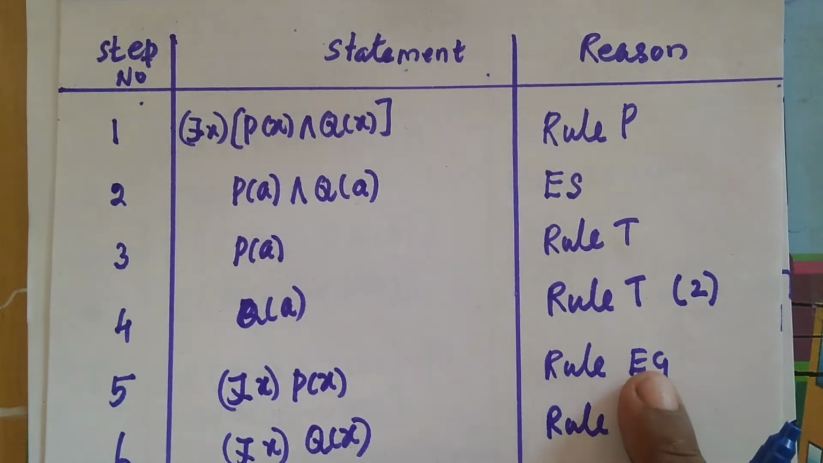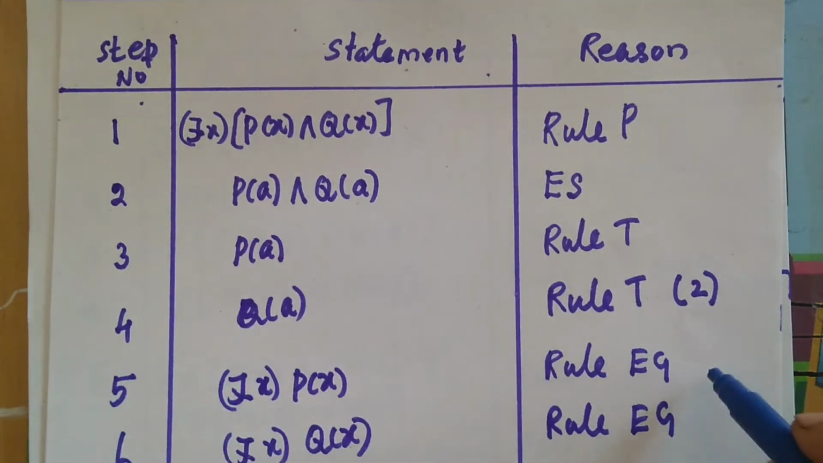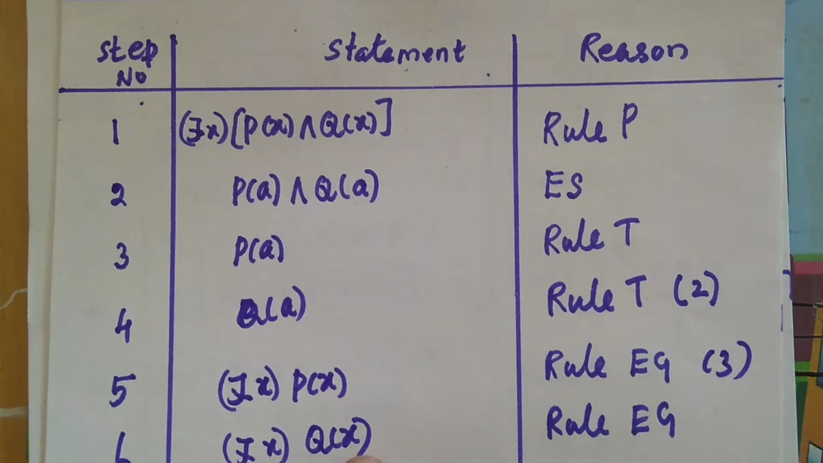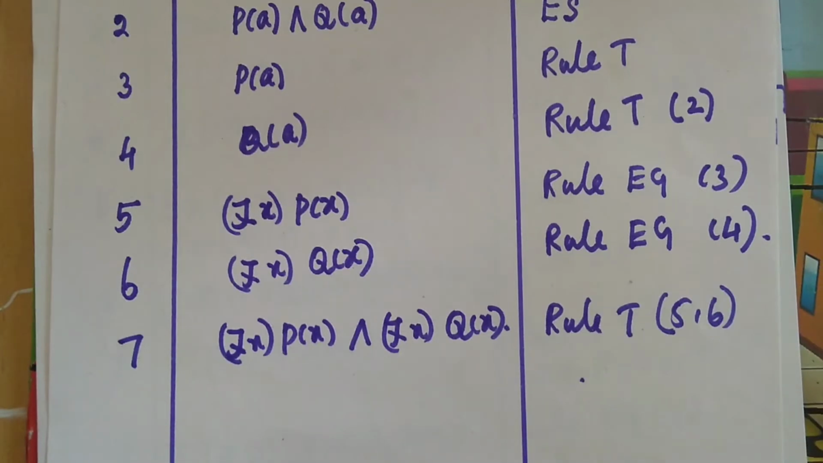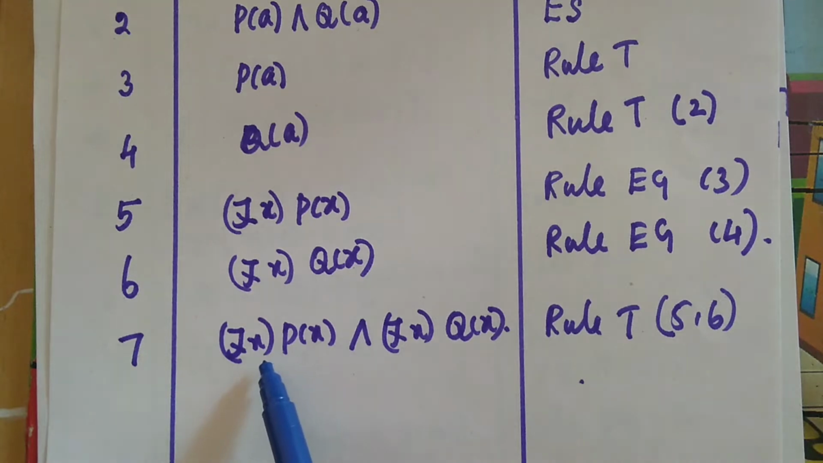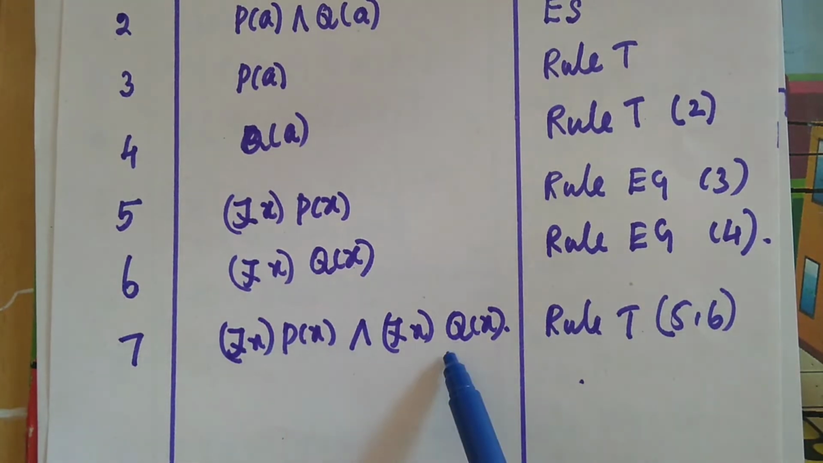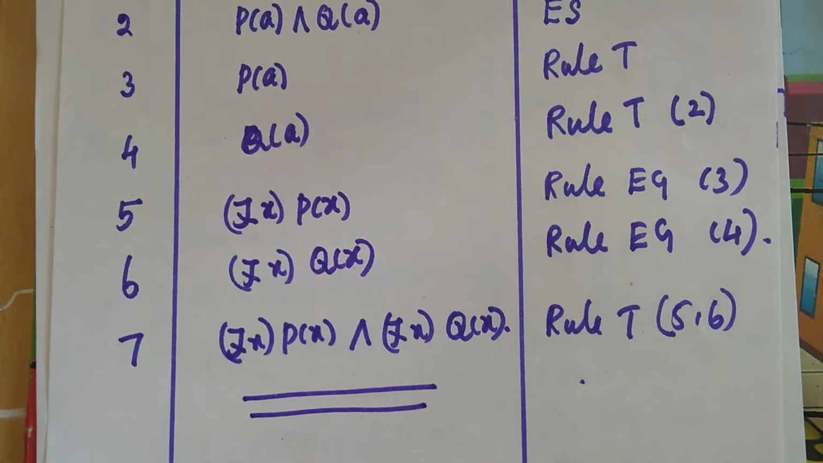This statement is from 3, and this statement is from 4. So finally we got the answer, that is there exists x, P of x and there exists x, Q of x. So this is the proof of this problem.